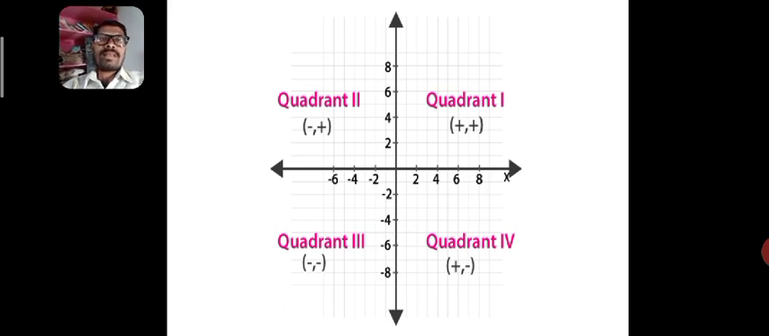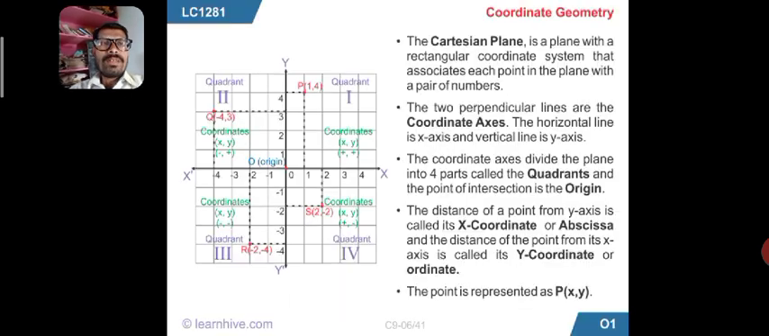In the first quadrant, the coordinates, that is the x coordinate and y coordinate, are both positive. In the second quadrant, the x ordinate is negative and the y ordinate is positive. In the third quadrant, both x and y coordinates are negative. And in the fourth quadrant, the abscissa is positive and the ordinate is negative. That is, the x coordinate is positive and the y coordinate is negative. All this you know.